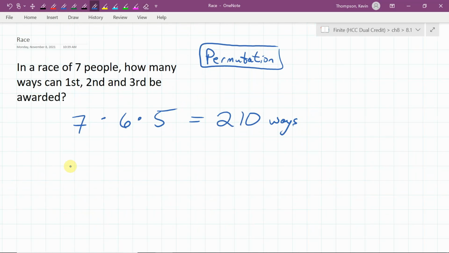You actually have to type in the 7 first. So type 7, and then what we want to do is type this. It'll say nPr, and then we're going to type 3. nPr is in the stats menu, which is somewhere in the middle. Actually it's not there. Sorry, it's the math menu. Probability, nPr.